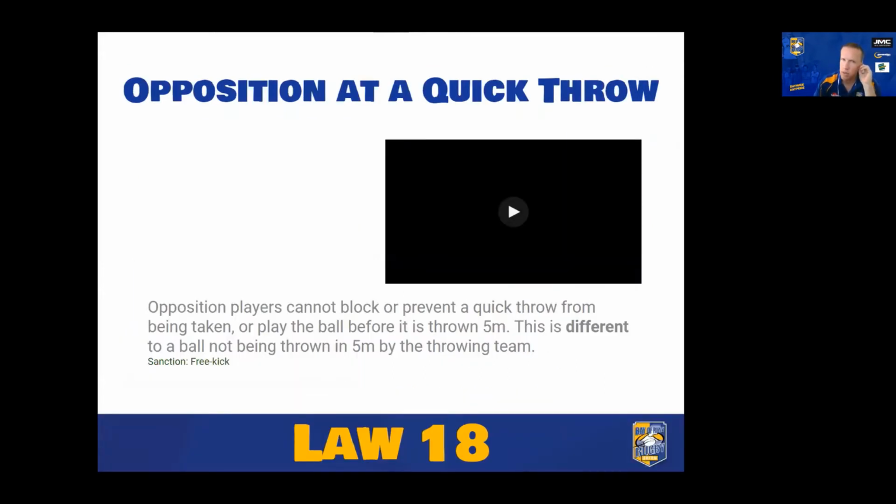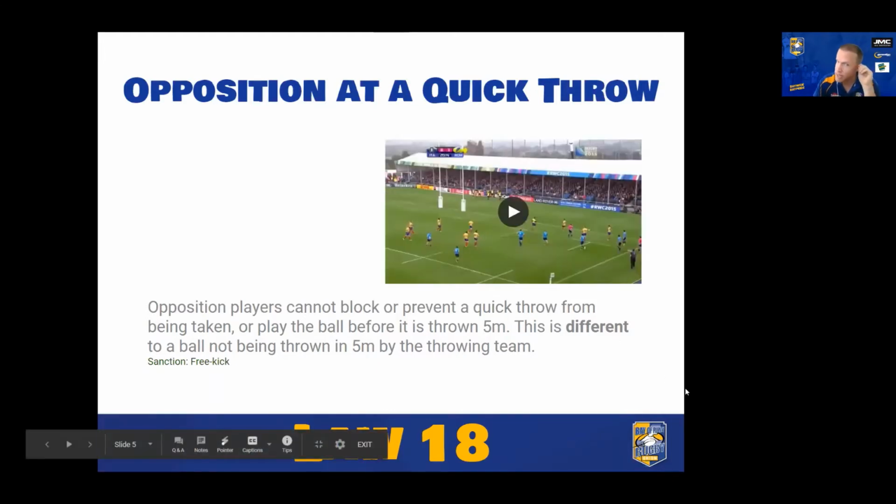So the opposition at a quick throw. The key thing here is they cannot block or prevent a quick throw from being taken, or play the ball before it's thrown 5 meters. So this is now on the actual actions of those opposition players. If they do block this throw, if they get in the way intentionally, if they're stopping the ball from being thrown 5 meters or thrown at all, that's when it's a free kick. Okay, so there's a difference between the two of them. This is an action which stops the throw from going in. The other one is an action whereby the throw just doesn't make it 5 meters, and that's the key difference.